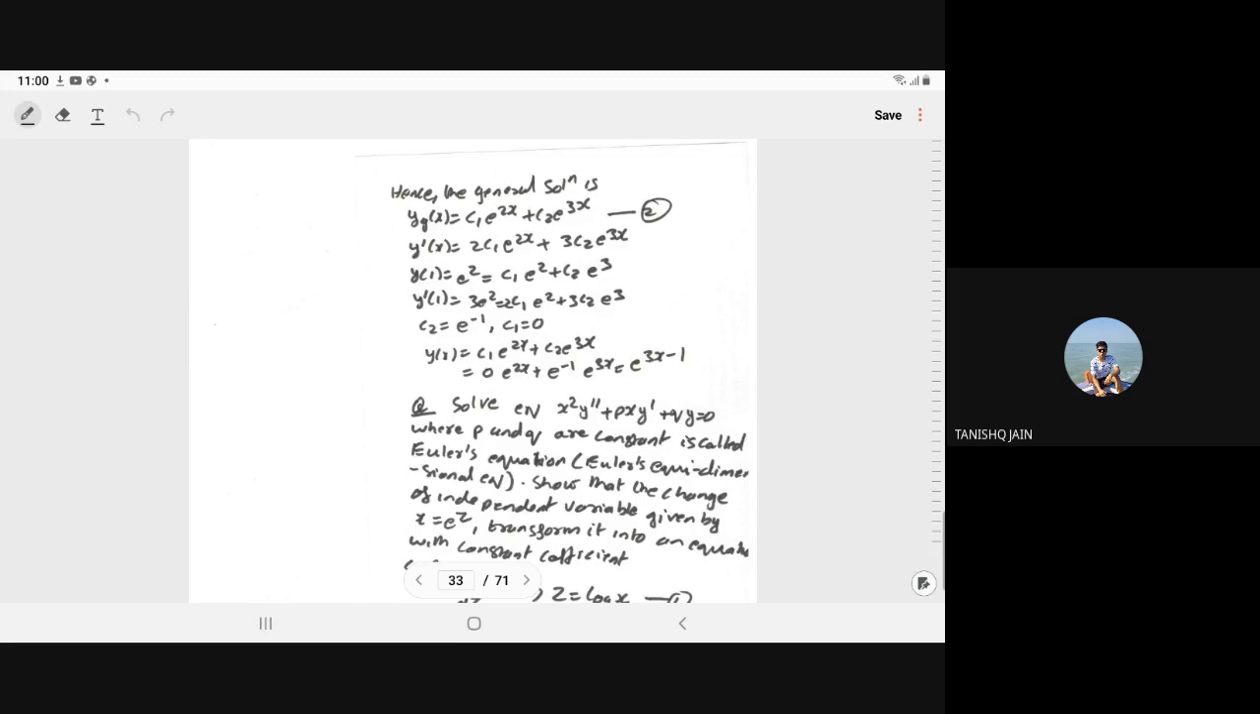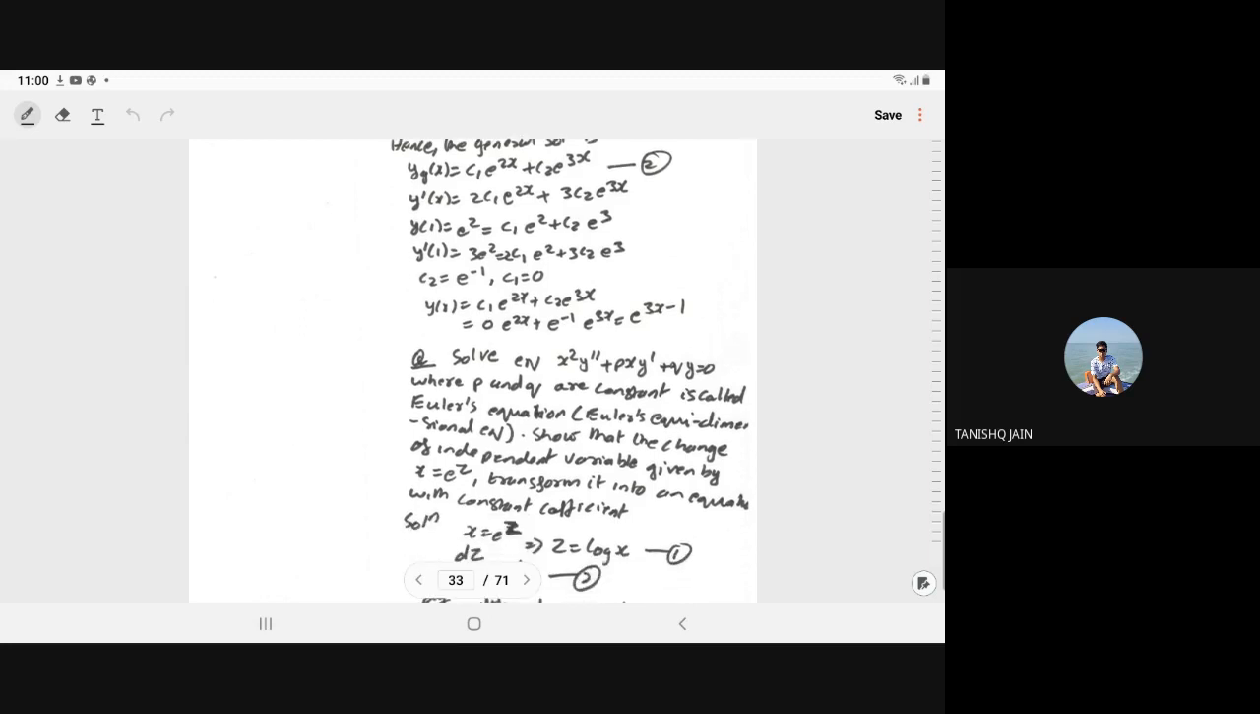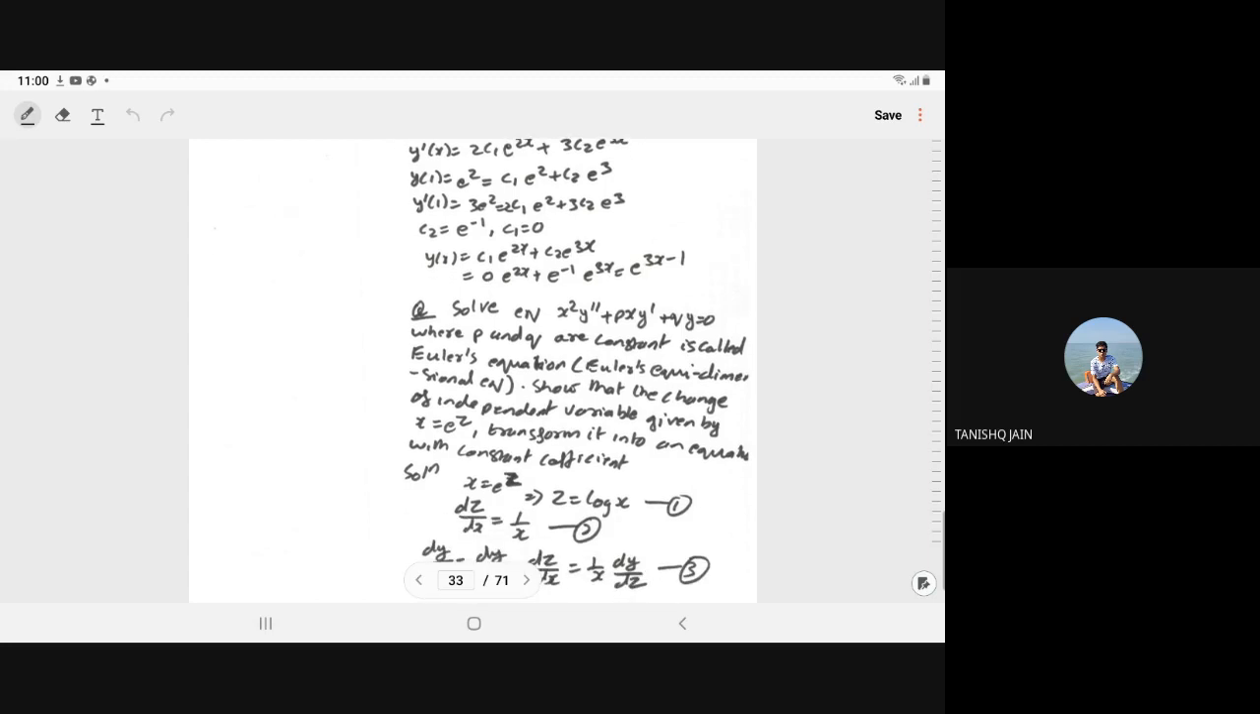So presently we are studying section 17. Last time we covered Euler's equidimensional differential equation, or Euler's equation, x square y double dash plus px y dash plus qy is equal to 0. For that I have told you to transform the independent variable from x to z using the substitution x is equal to e to power z, or z is equal to ln of x.